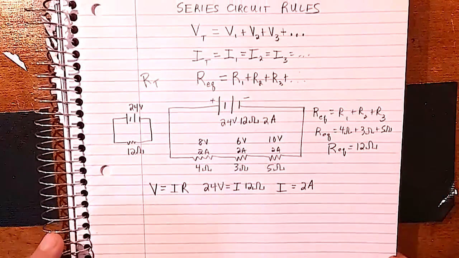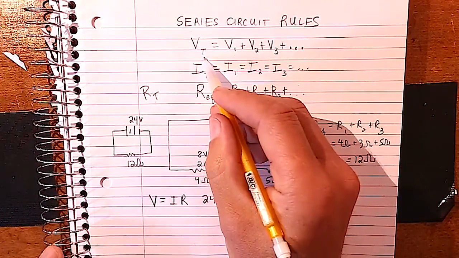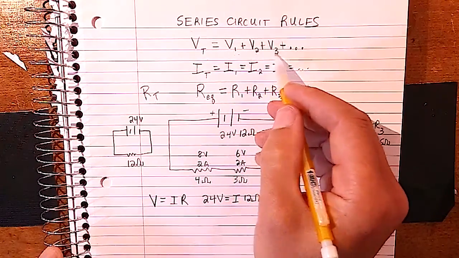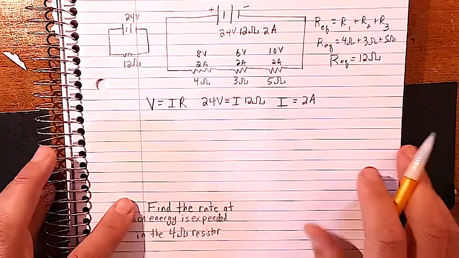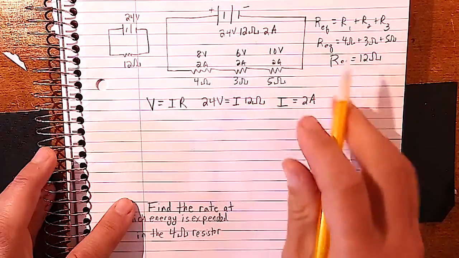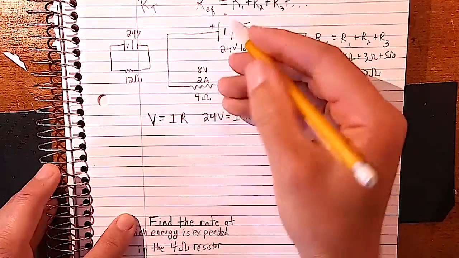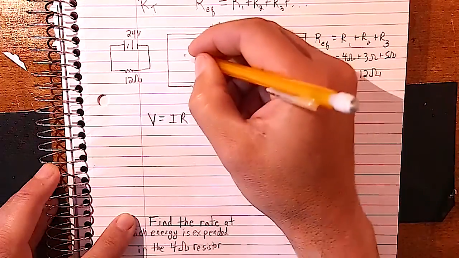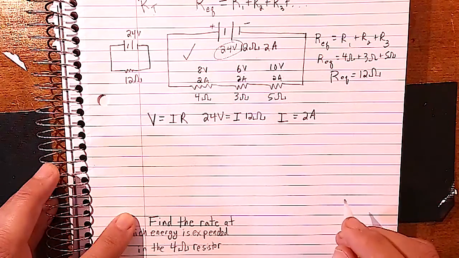So let's look at what the voltage rule says. It says that the total must equal the sum of all the 3 voltages. So 8 plus 6 plus 10, what does that give us? That gives us 24, so we know that we solved the circuit correctly.